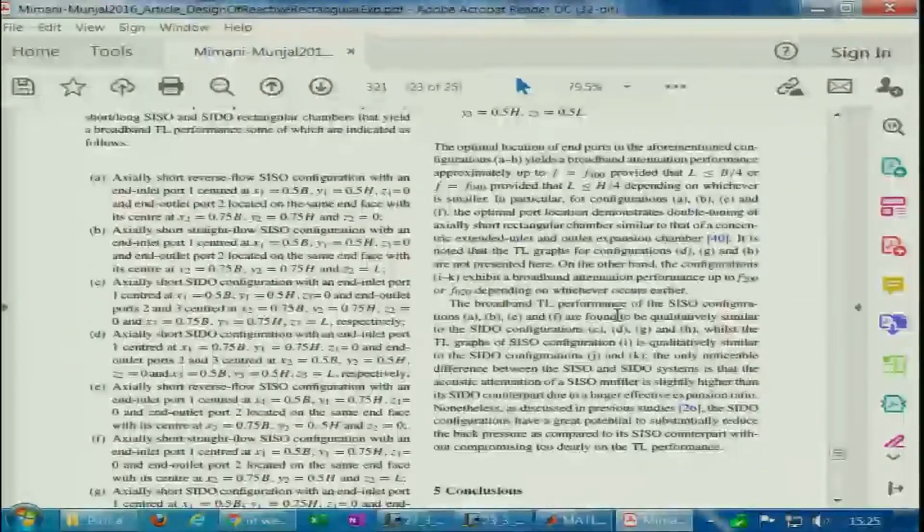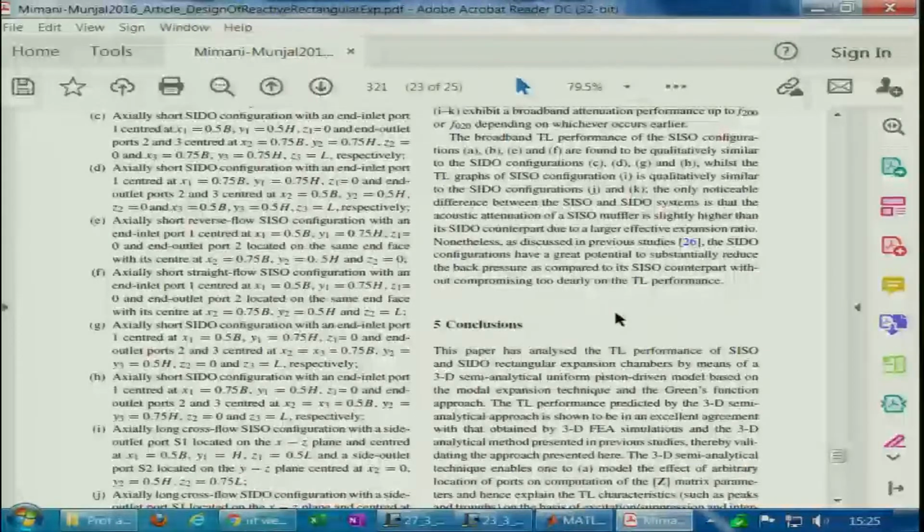So what we are going to do in the next couple of lectures is analyze a circular cylindrical muffler with arbitrary location of inlet and outlet ports, using a Green's function representation, and then integrating it to get the response to the piston driven model, and maybe do some algebra. I will probably run some code for a circular chamber and show you some interesting results that we can get.